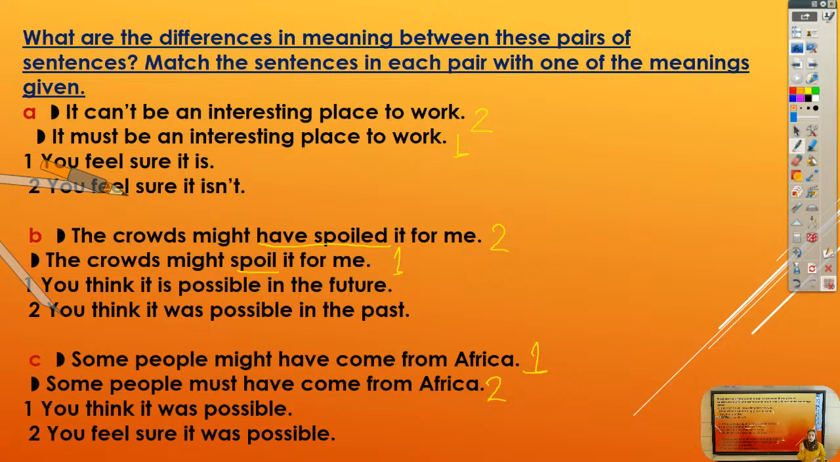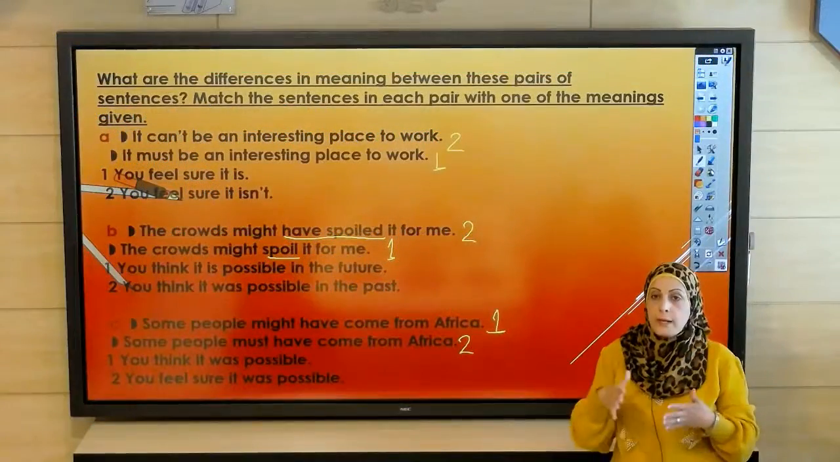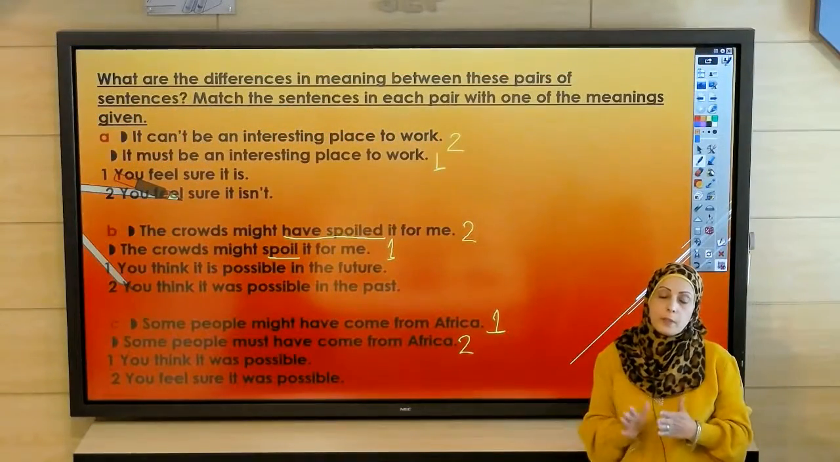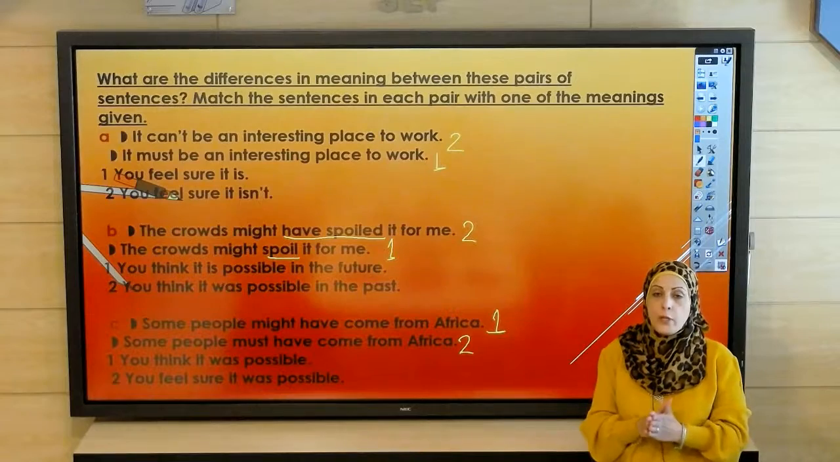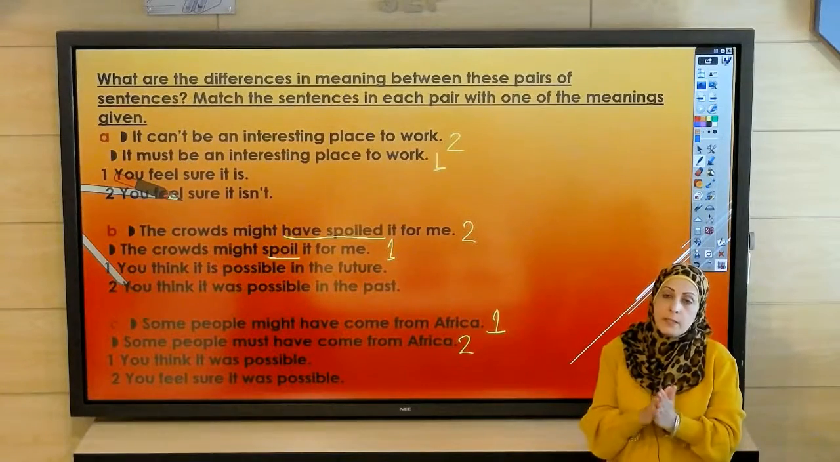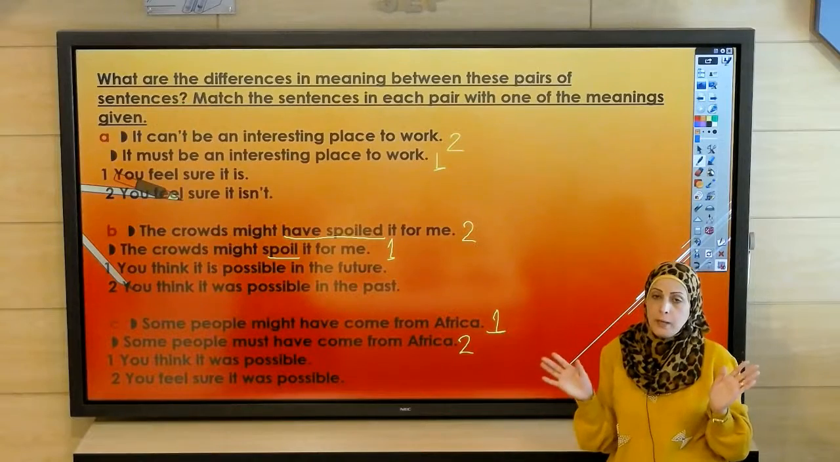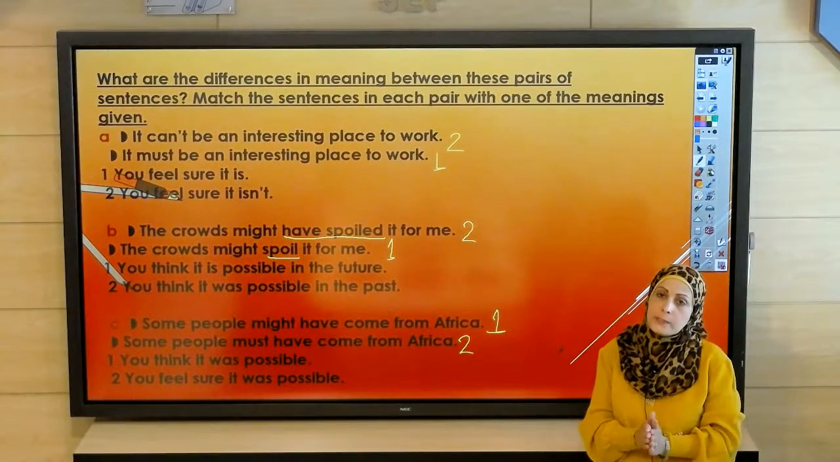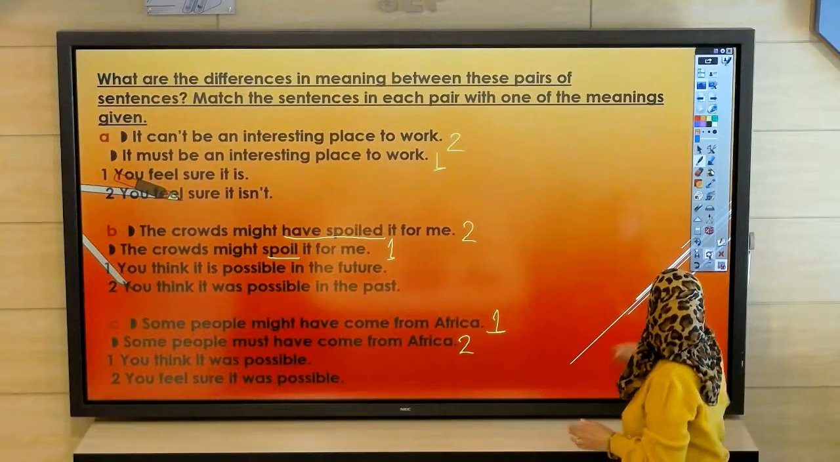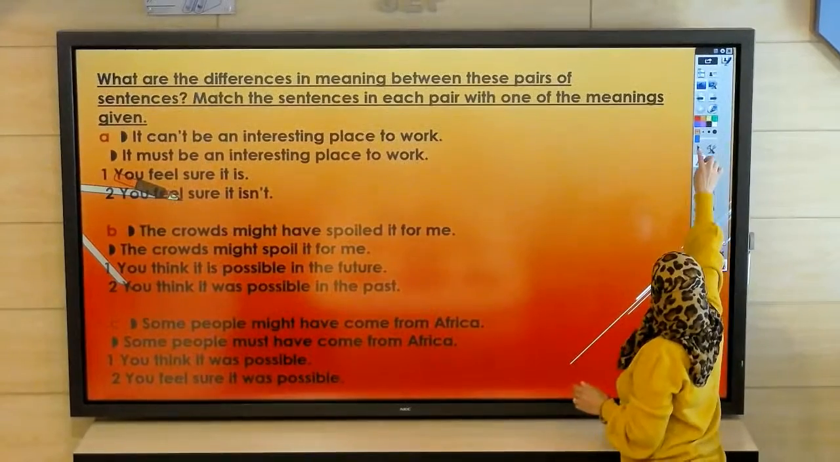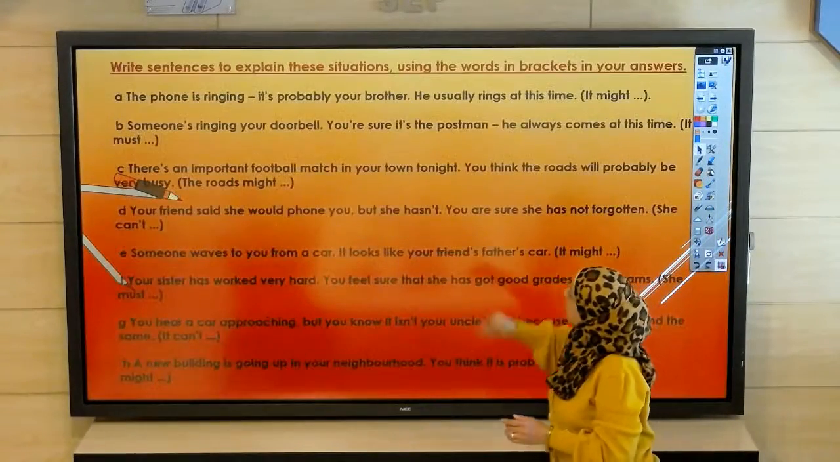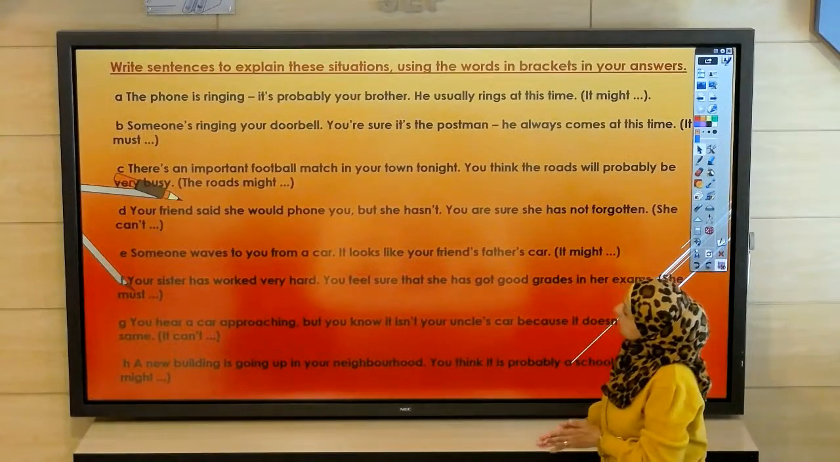So, must if you are sure that something is true. Okay? Can't when you are sure that something is not true. When you are unsure about something, so we use might. Okay. Now let's see this example.